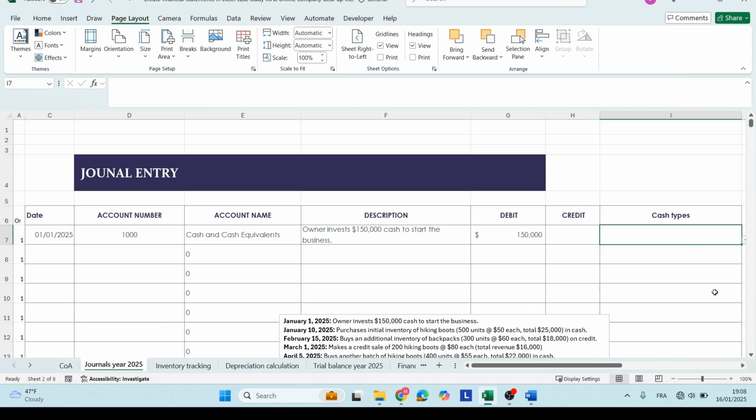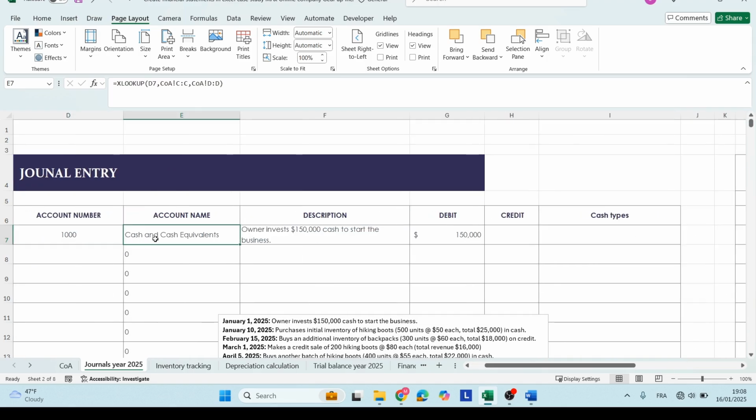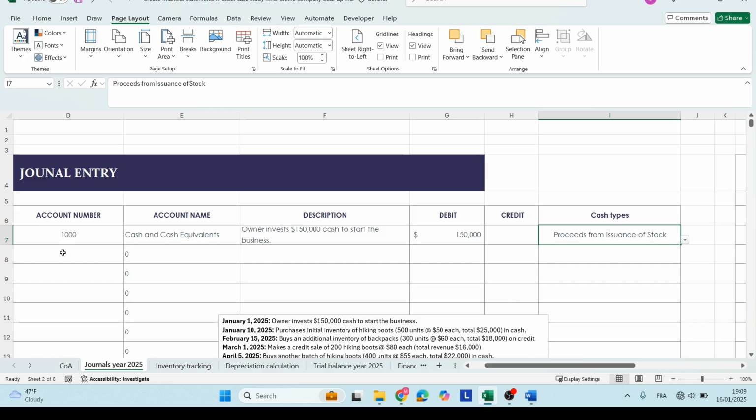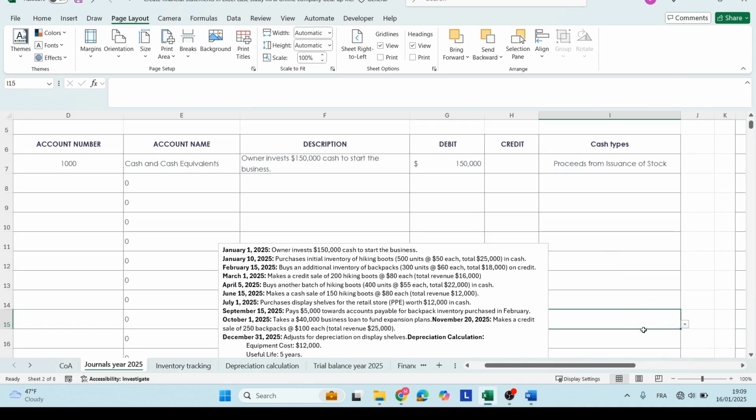Then we have cash type. When there is the account cash and cash equivalents, we need to report the cash type. In this case, this is the money that we get from the stakeholders, so this is related to issue of stock. Then we need to use the credits. So this is equity. Let's go to the trial balance.